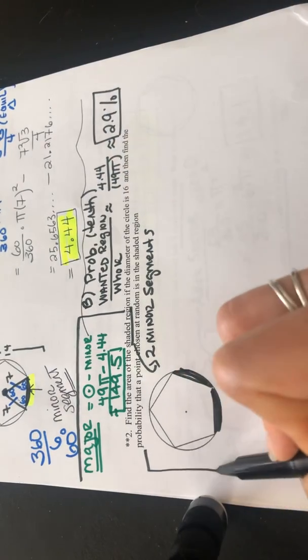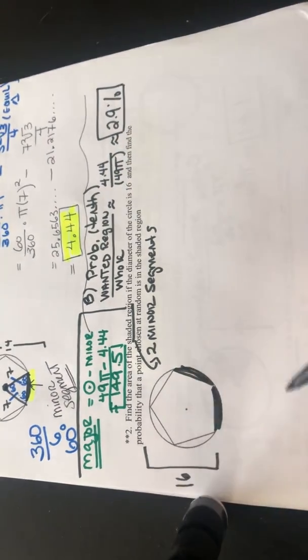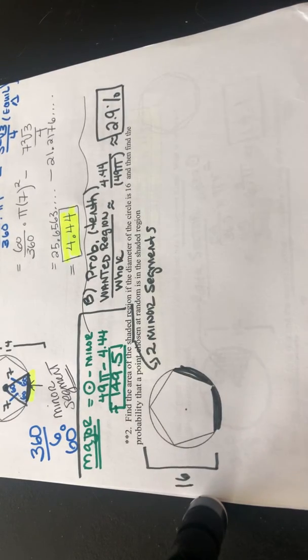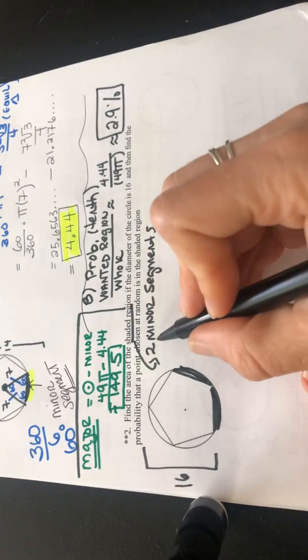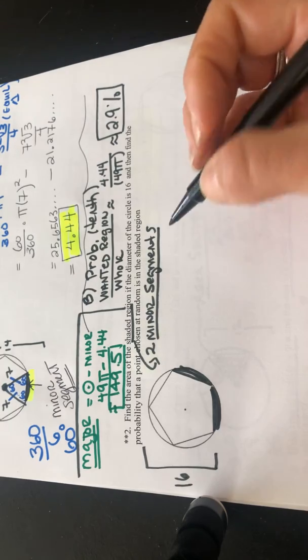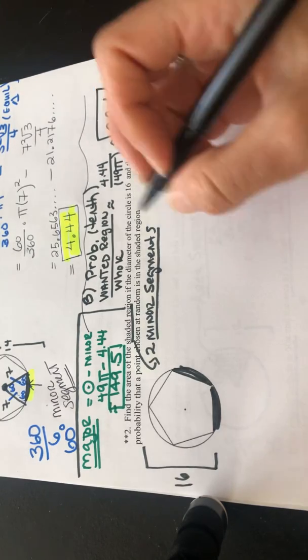Okay, so we have the diameter of the circle is 16, and that's kind of what we need to know. And then we'll do the probability. All right, so again, I recommend you guys writing it. I'm just going to write the heading.